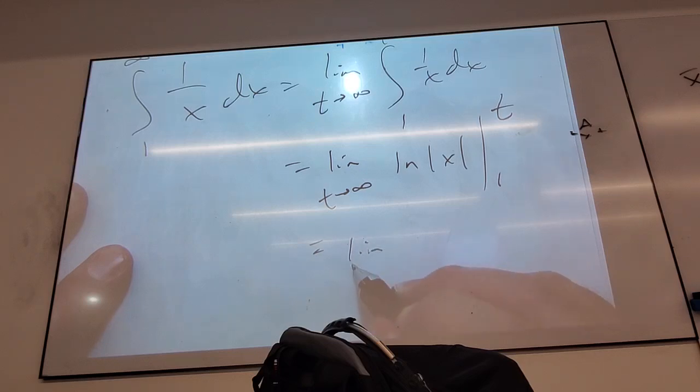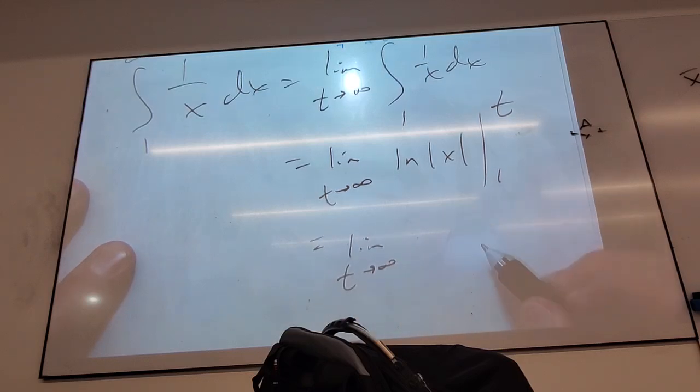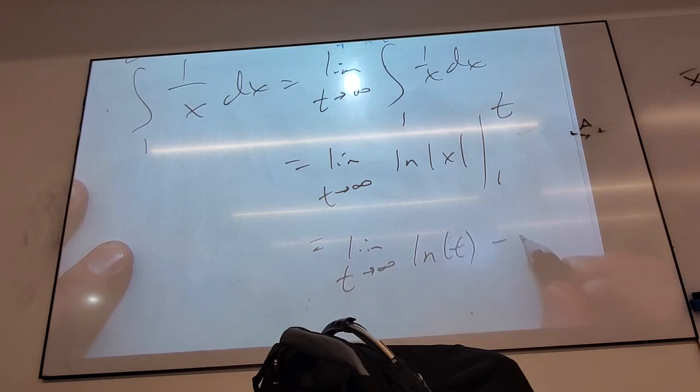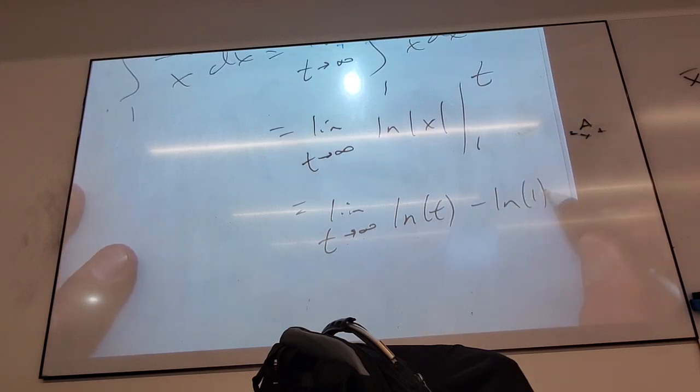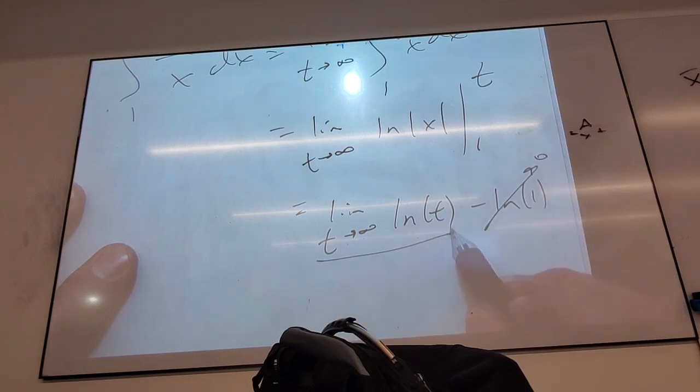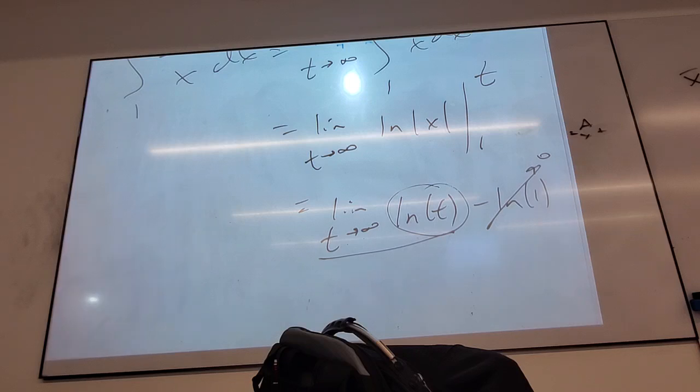So the limit as t goes to infinity. Is everybody cool with that? You guys with me? Now I'm just going to plug things in. Natural log of t minus natural log of 1. What's the natural log of 1? 0. And what happens if I let t go to infinity? What does natural log do? It goes really slowly, but it does go towards infinity, yes. The slope is always positive.